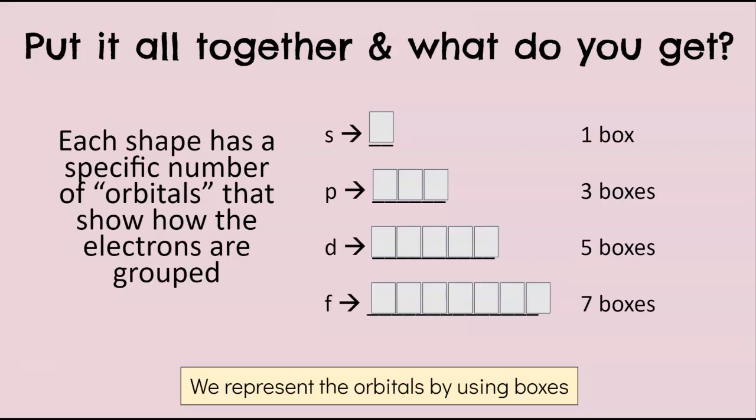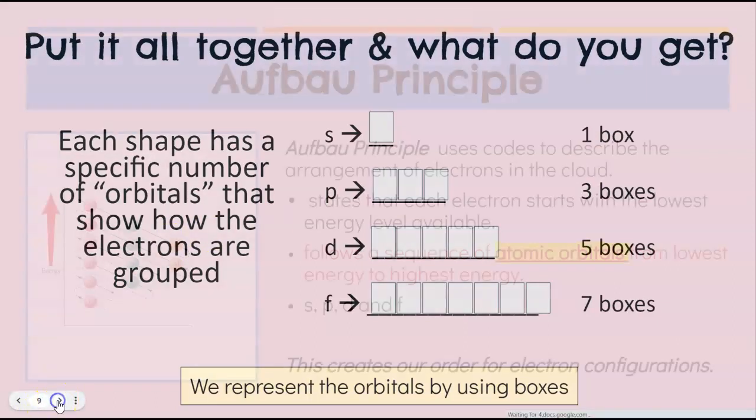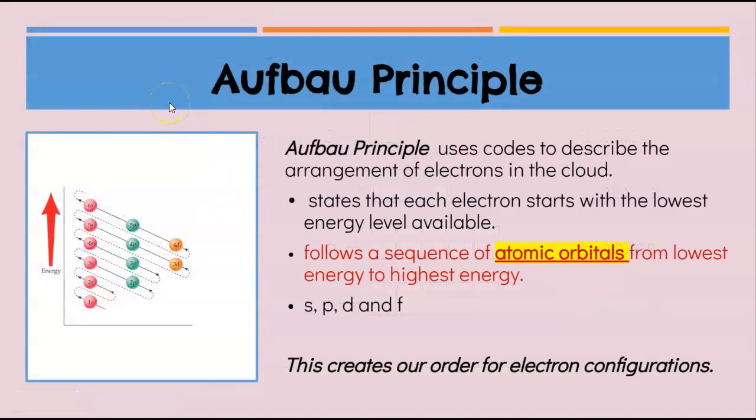As you move up towards the F shape, it's higher energy, okay? So the S is going to be the lowest energy up to the F, which will be the highest, okay? So those are the boxes that we are going to add our electrons to. But there are certain rules that we're going to follow when we're creating these diagrams.